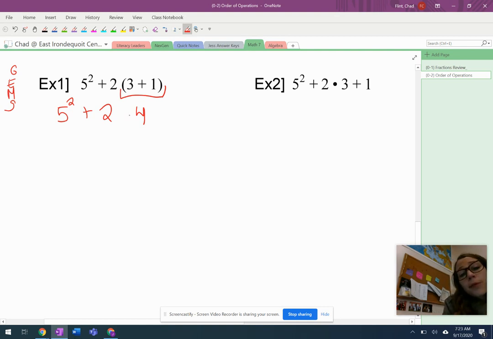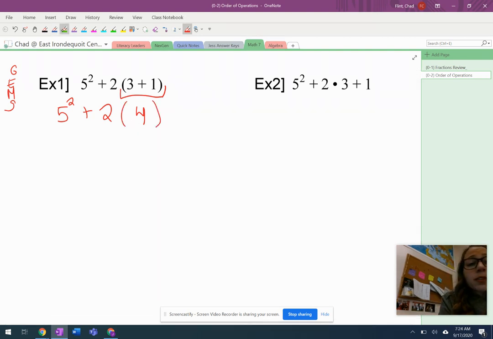So what operation is going on between the 2 and the 4 here? What operation does parentheses represent? When we're looking at parentheses and there's a number next to it, that means multiplication. So let's make a little note of that real quick. That right here, and I wanted that to be smaller, this is multiplication.